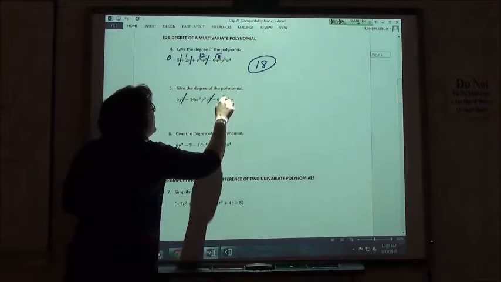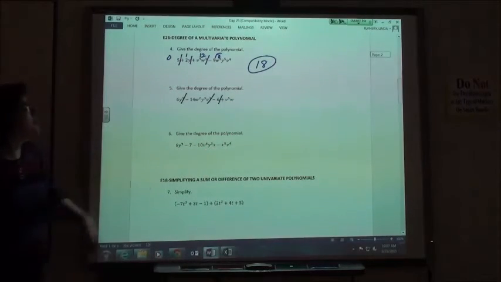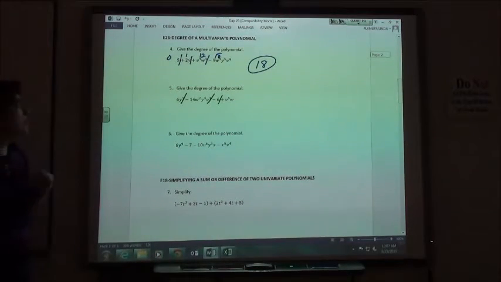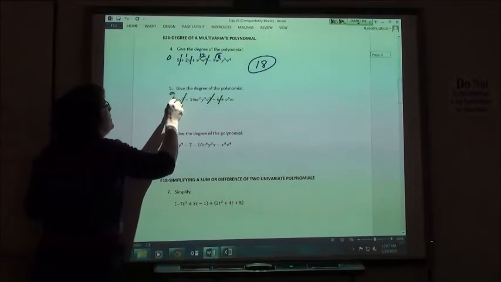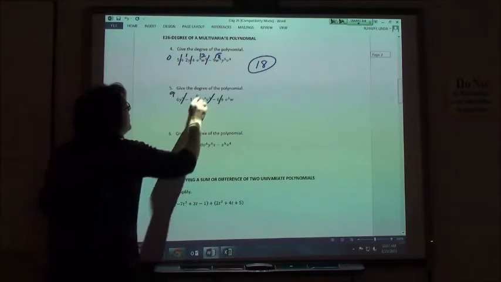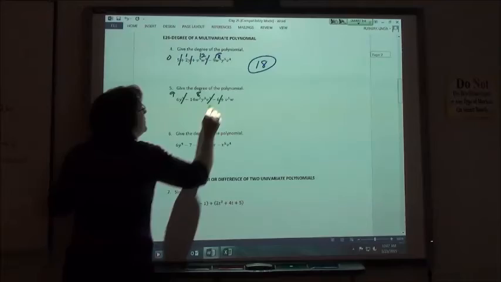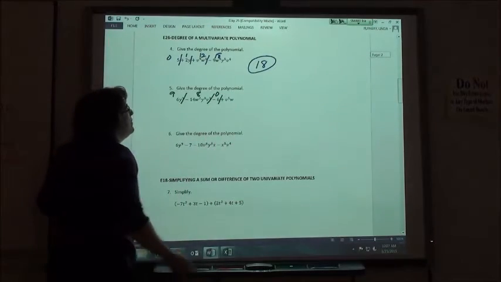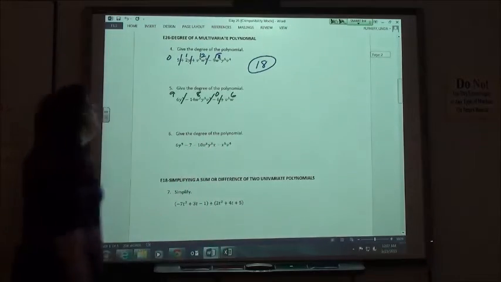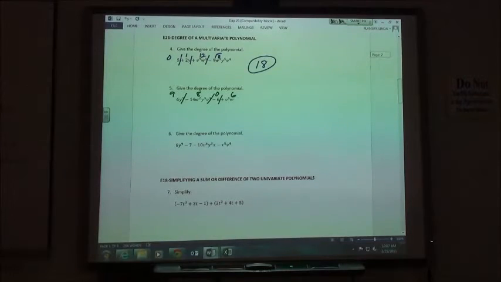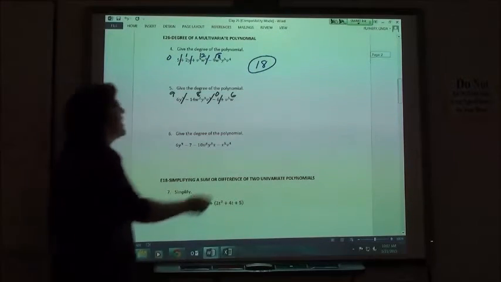So on number 5, if I separate those by each of the terms, the degree of the first term is 9. The second one would be 8. The third one, 0. And the fourth one, 6. And so the degree of that polynomial is going to be 9 because 9 was the highest one we had.